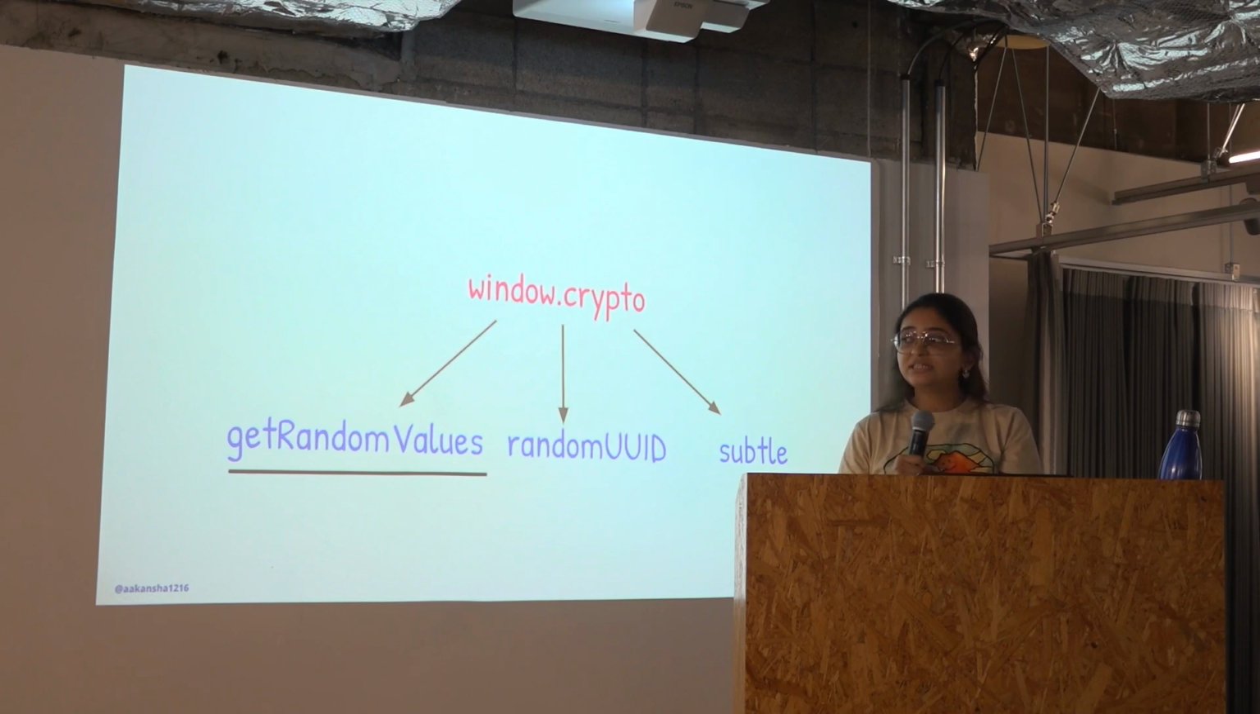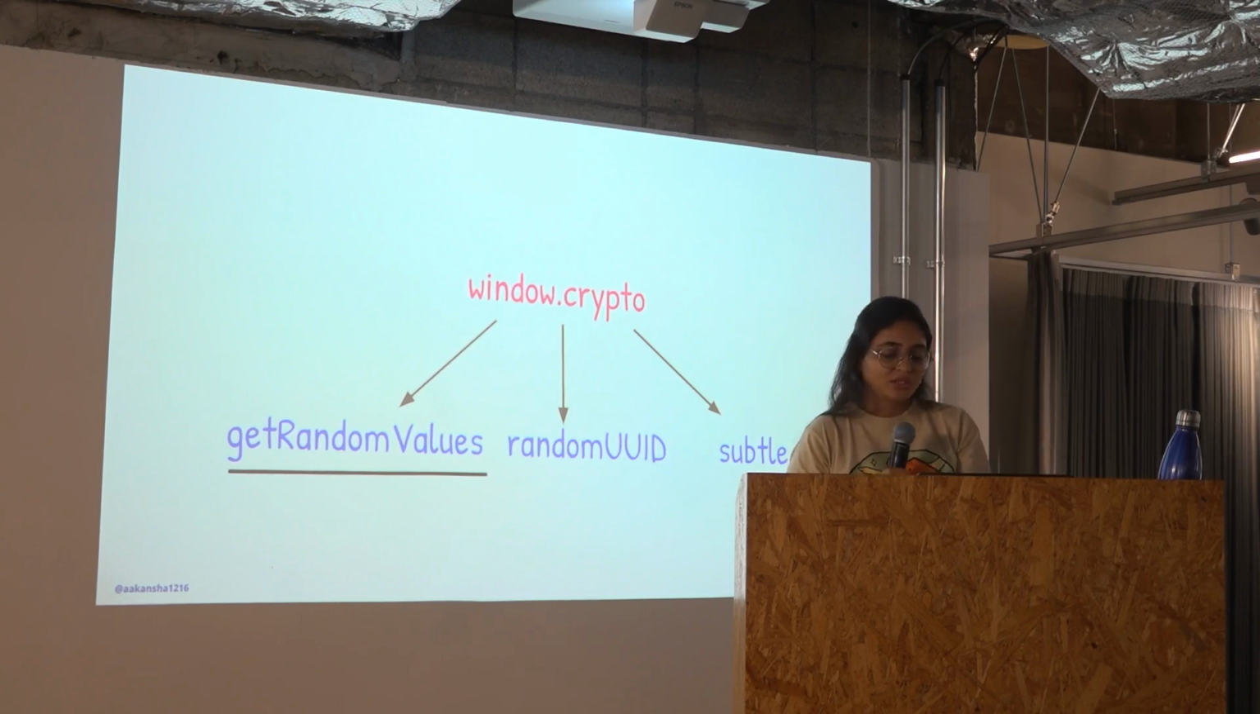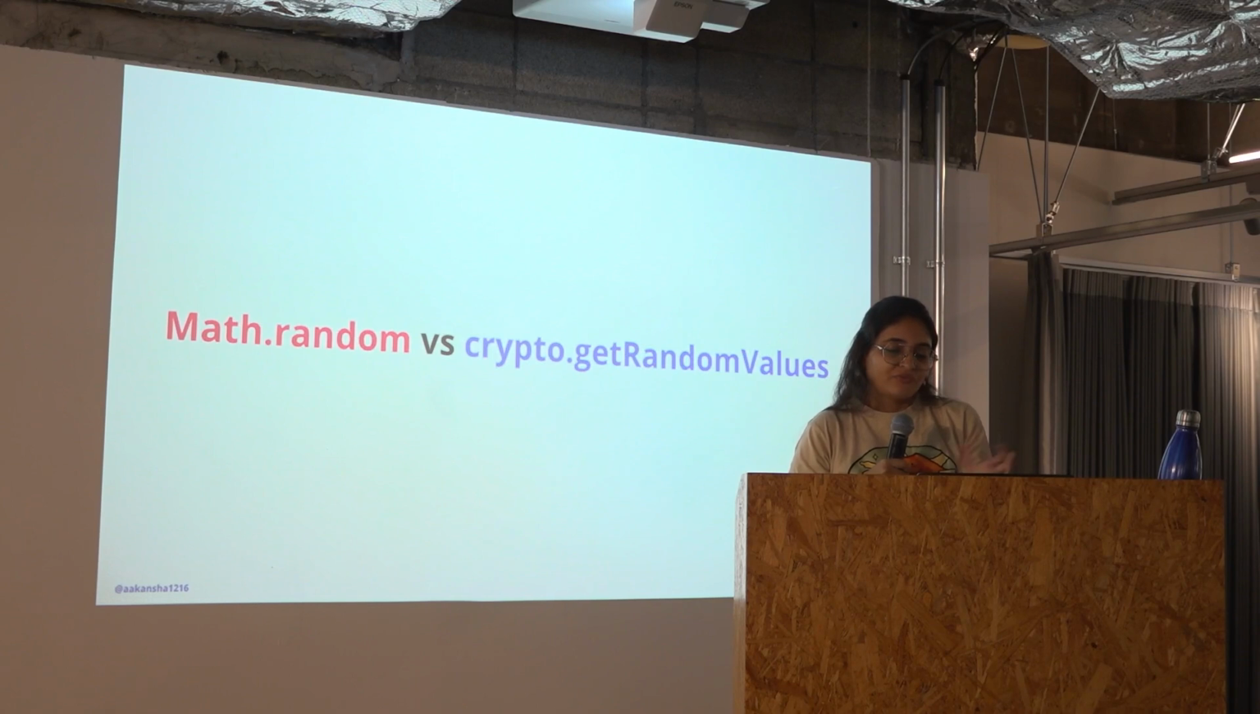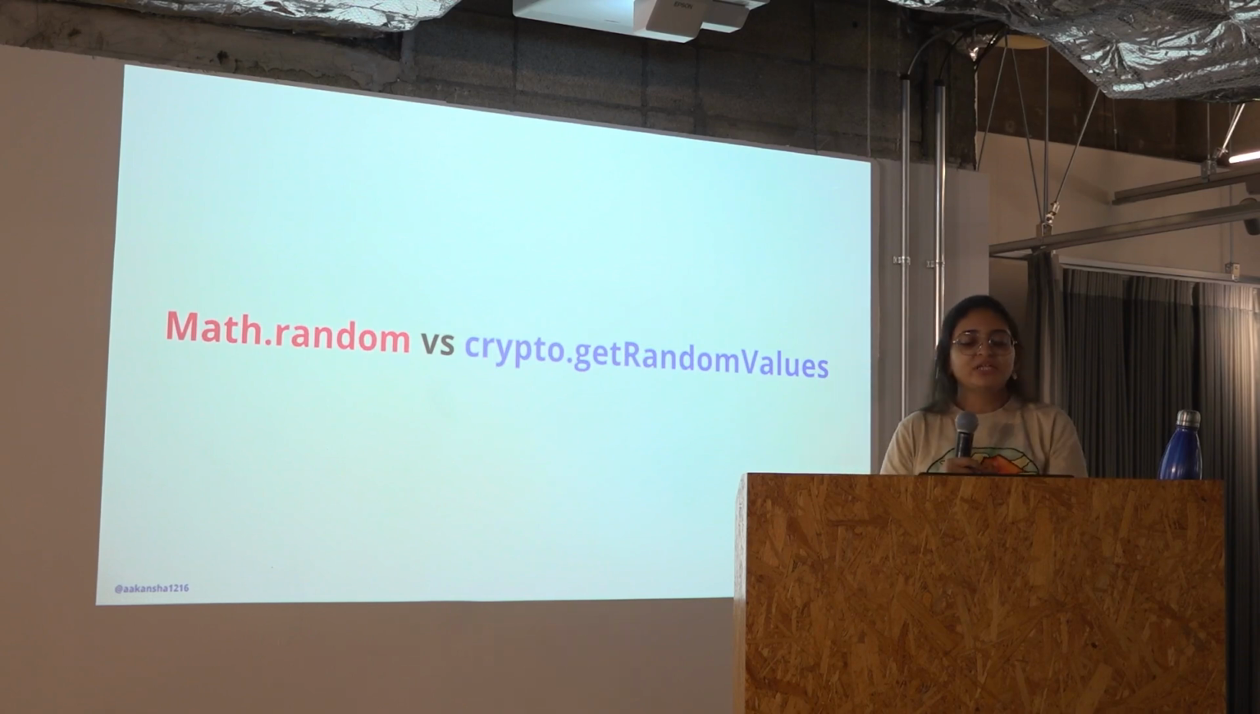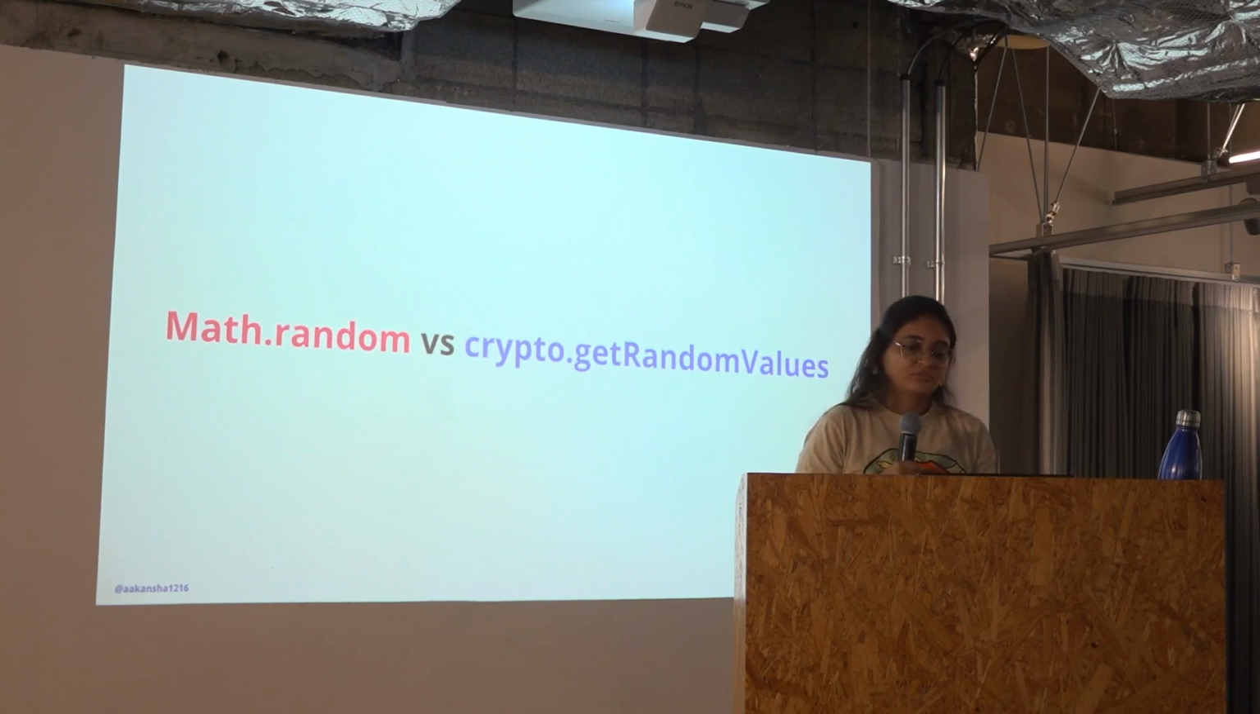But only getRandomValues is available in non-secure mode as well. So we already have Math.random. Then why do we need getRandomValues? Now I had this curiosity.